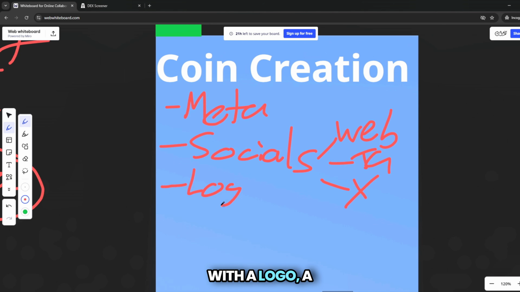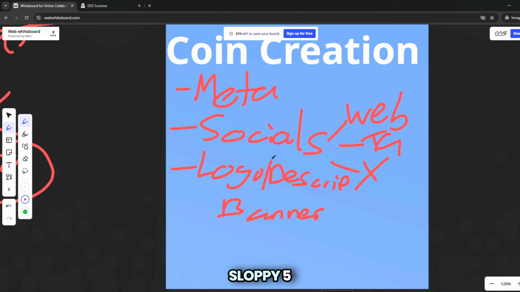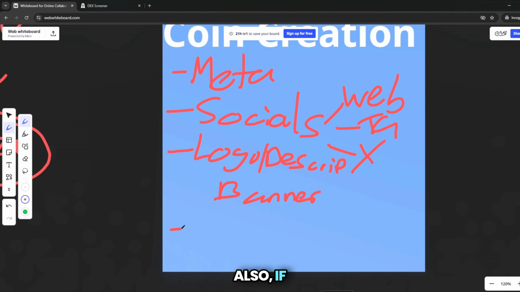Then you need to come up with a logo, a description, and a banner. Make sure this isn't some sloppy 5-second AI generated art. Make sure people look at this and it's either funny or it's unique. Also, if you can include some sort of story within your coin, that is amazing.